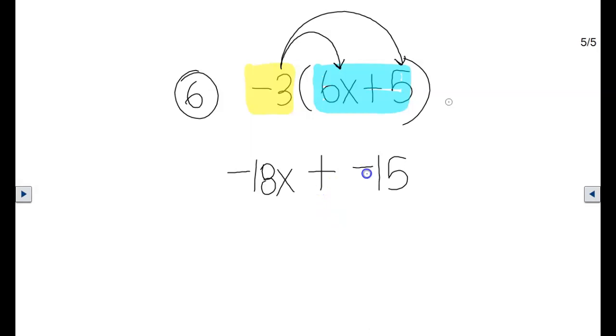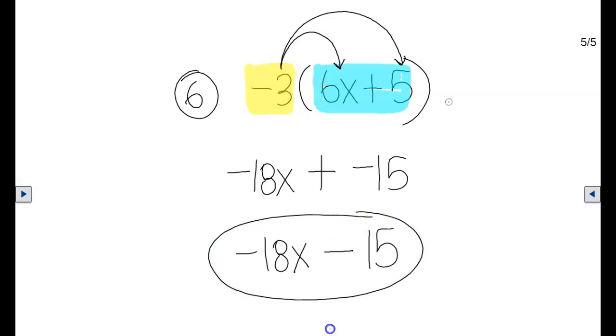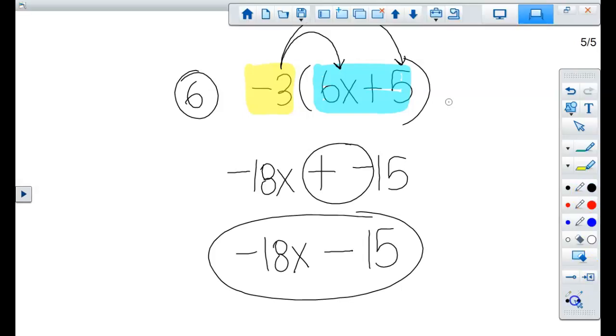We don't want to say plus a negative, so we keep it, -18x. Change it, positive to negative. Change it, -15 to 15. So -18x minus 15 should have been your final answer. The reason for what's happening here, your -18 stayed negative, but notice your -15 stayed negative. The reason that happened is because this positive times this negative makes this one sign of negative. Hopefully you got that one right. If you didn't, make sure you look at this and see what happened.